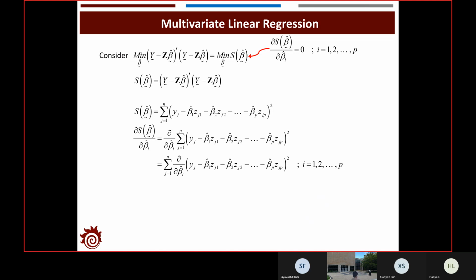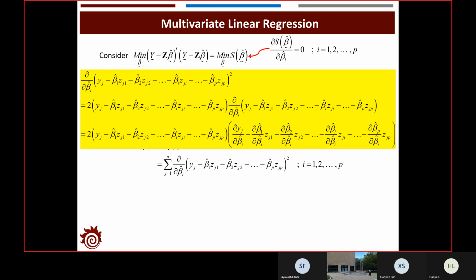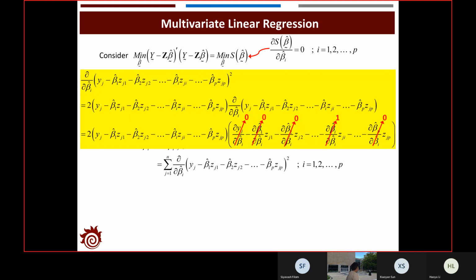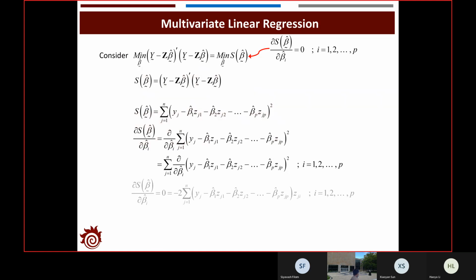So for the ith variable, for the ith parameter beta i, do the first order derivation. You know the formula of S beta hat, so you can do the first order derivation. Let's see the details about how to do it. It actually cancels a lot of unrelated parameters, so the formula will be very simple. Basically, the first order derivative to beta i can be simplified as this equation.